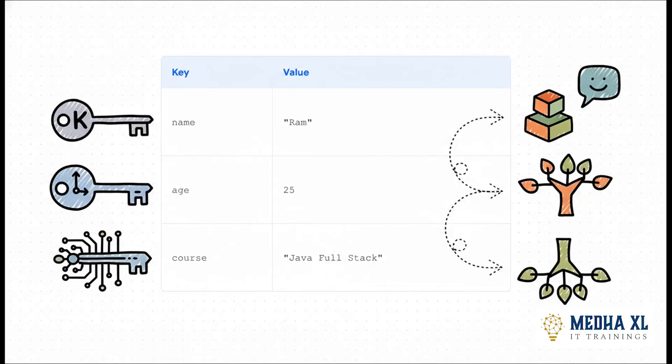And this table breaks it down perfectly. For a student object, the keys are name, age, and course. Think of them like labels on a container. And the values? Well, that's the actual data. RAM, the number 25, and Java full stack. It's really that simple. A label, and the data it points to.